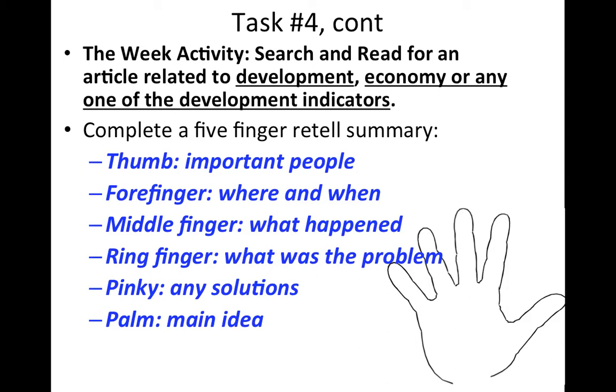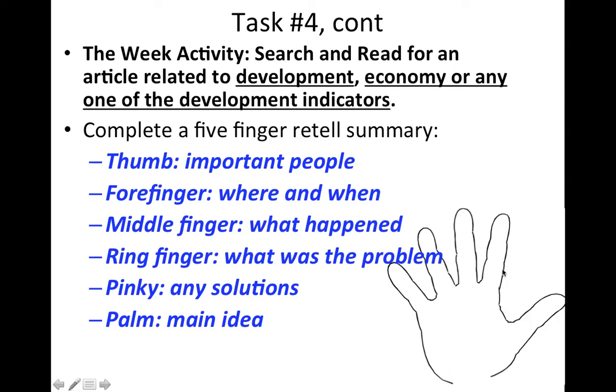Then what you are going to do is take lined white paper and trace your hand with pen, pencil, marker, crayon, I don't care, okay? You'll trace your hand. After you get finished reading the article, you are going to summarize that article, but not in a regular old-fashioned 5 to 7 sentences. Instead, in the thumb, and your traced out thumb, you're going to list any important people that were mentioned in the article. In the forefinger, you are going to just write where and when this article takes place, right? The subject of the article.